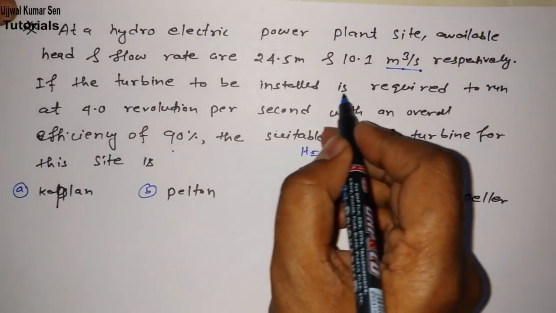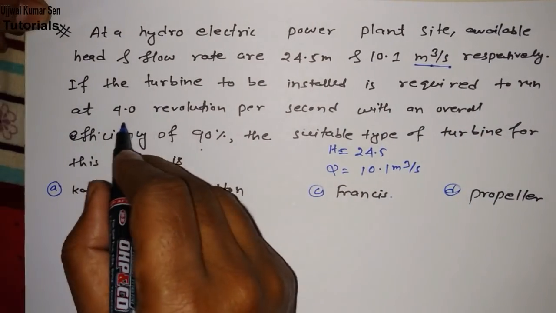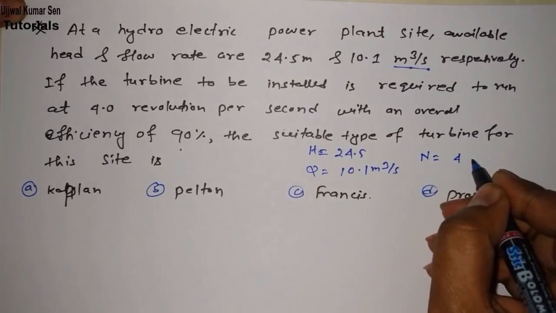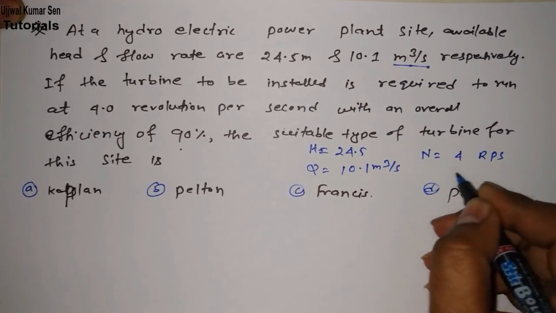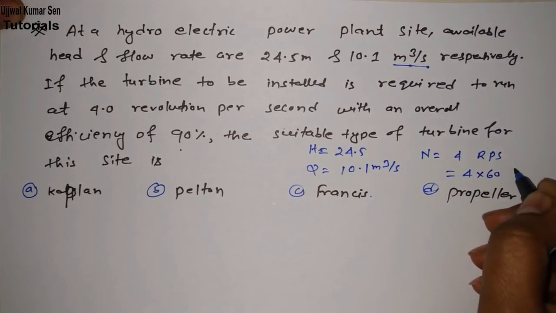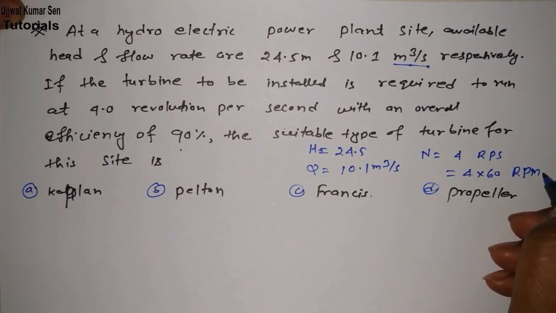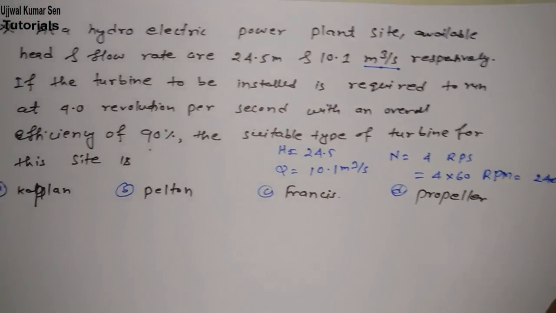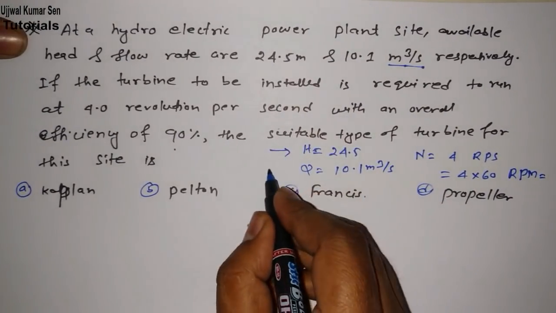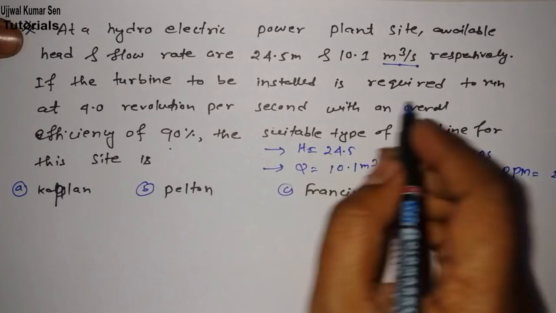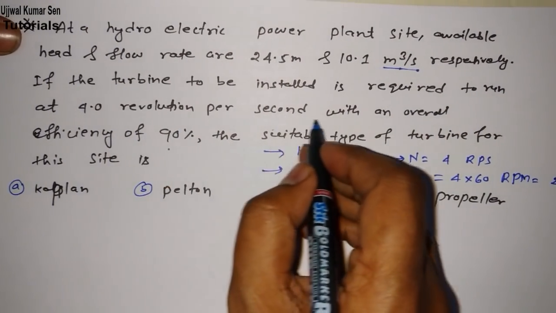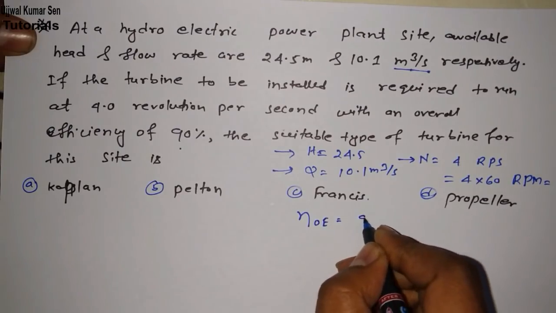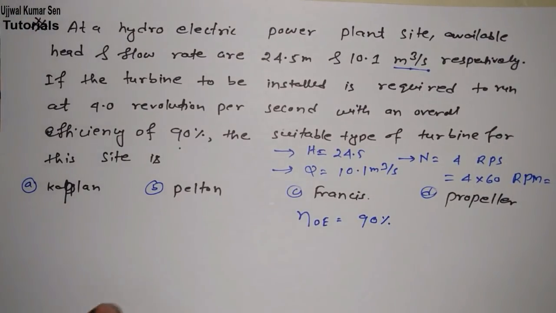The turbine to be installed is required to run at 4 revolutions per second, so N is 4 revolutions per second. We have to change it into minutes, therefore I multiply by 60, which is equal to 240 rpm. Now we have head, Q and N. With an overall efficiency equal to 90%, this also matters.